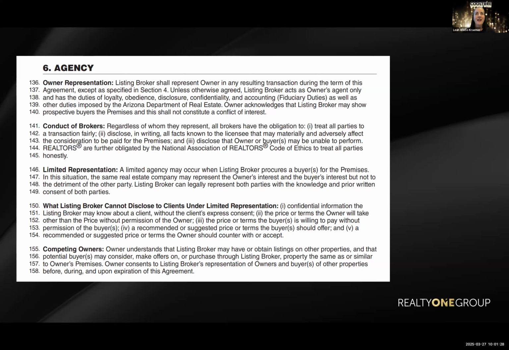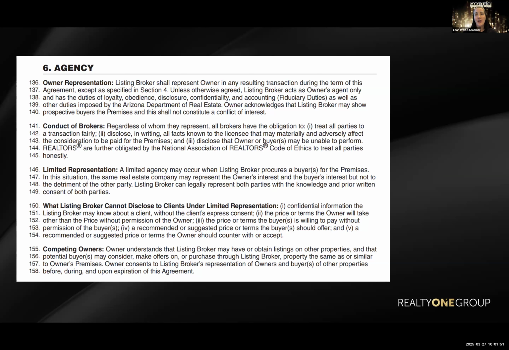I have a feeling that if this was more often explained to our clients, they may not be so willing to engage in limited representation. So I'm glad that our most recent versions of the listing contract have actually gone into specifics of what a listing broker can and cannot do in a limited representation situation, which is what we're going to go cover.